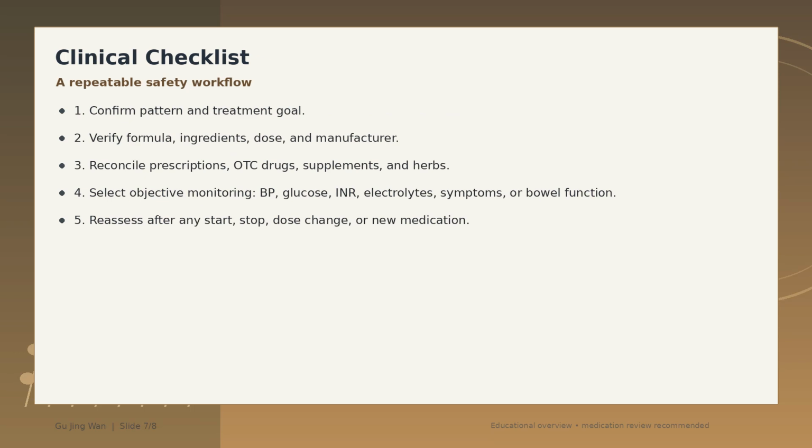A useful clinical checklist has 5 steps. 1. Confirm the traditional pattern. 2. Identify the exact product and full ingredient list. 3. Reconcile prescriptions, over-the-counter drugs, supplements, and other herbs. 4. Identify measurable endpoints, such as blood pressure, glucose, INR, electrolytes, symptoms, or malfunction when relevant. 5. Reassess after starting, stopping, or changing the formula rather than assuming the response will be stable.